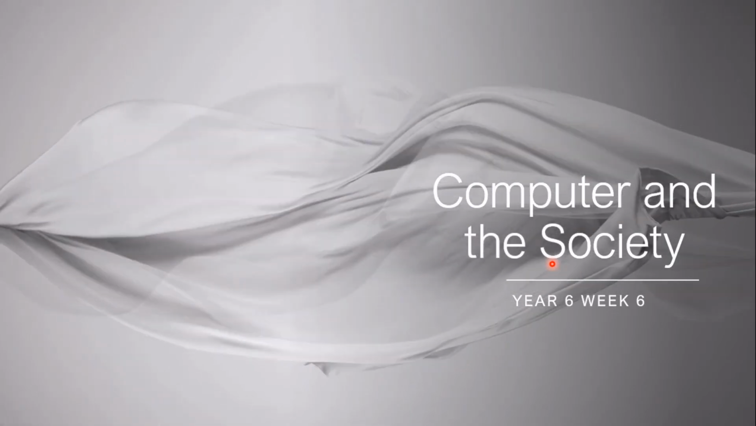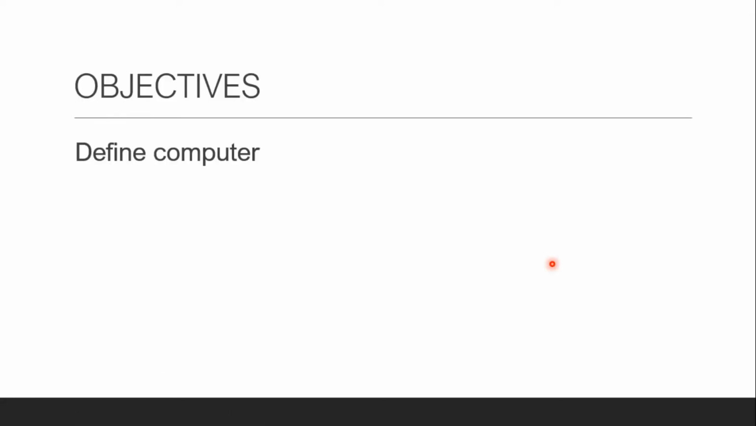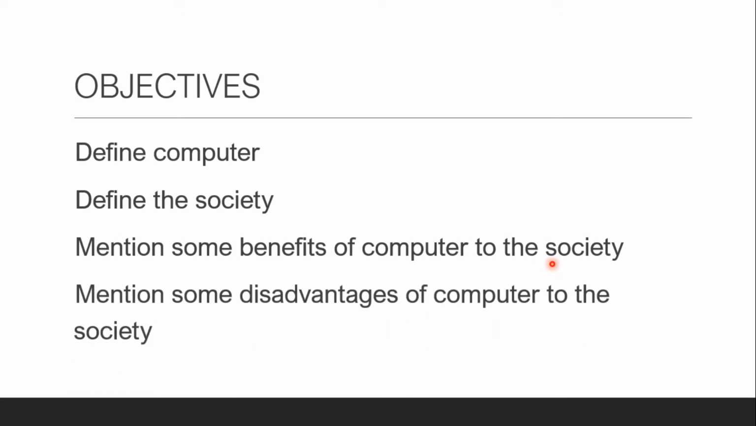Our objectives for today's lessons are: one, you should be able to define computer; two, you should be able to define society so that we can relate computer and society; three, mention some benefits of computer to the society; four, mention some disadvantages of computer to the society. Okay, let's get started.